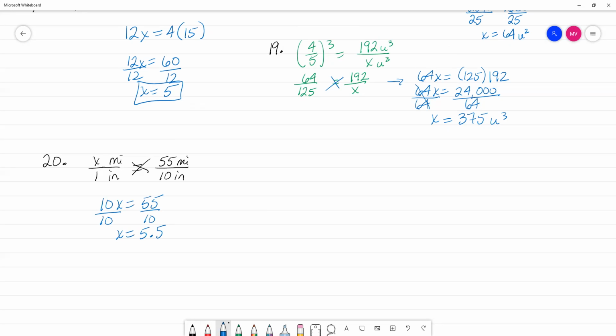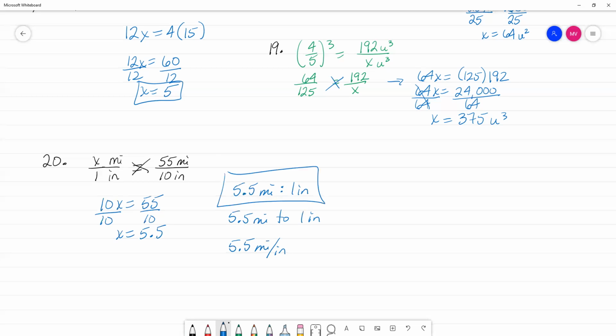Yep. So your answer for this, what is the scale, you can write different ways. 5.5 miles, this is how you'll usually see it on a map, to 1 inch. You have 5.5 miles to 1 inch, or you can just say 5.5 miles per inch. We don't really usually write it as a unit rate. That's kind of what you're wanting, but all of them tell me the same thing.